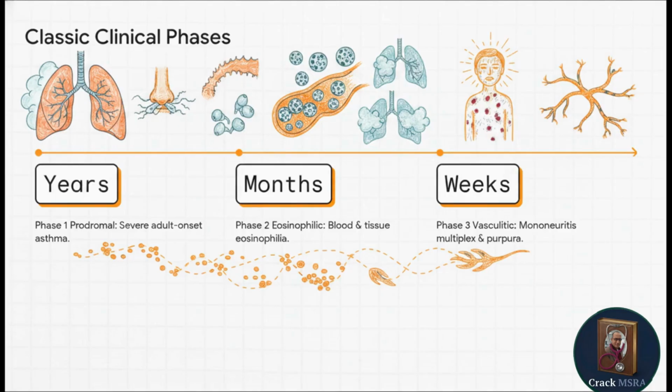Here we see peripheral blood eosinophilia and eosinophilic tissue infiltration causing organ dysfunction, most notably things like pulmonary infiltrates and gastroenteritis. Finally, progressing over just weeks, we hit Phase 3, the vasculitic phase. This is the severe, systemic, small vessel vasculitis featuring constitutional symptoms like fever and weight loss, purpura, and a very specific nerve condition called mononeuritis multiplex. It's a pretty incredible and dangerous transformation from localized asthma to a severe systemic disease.